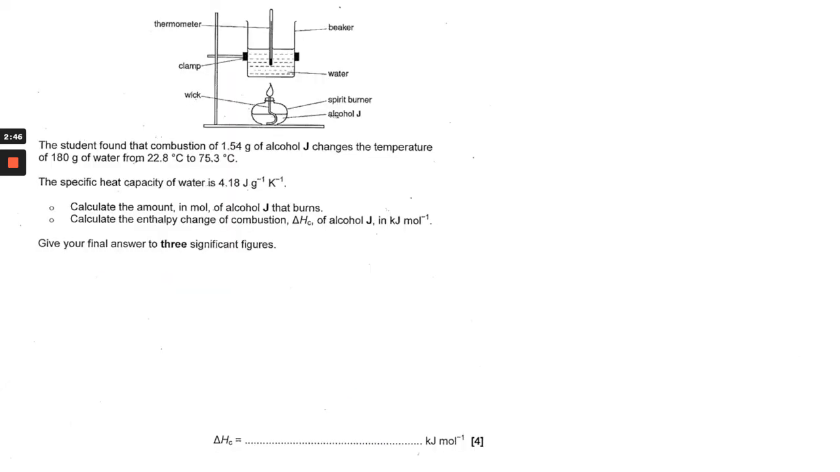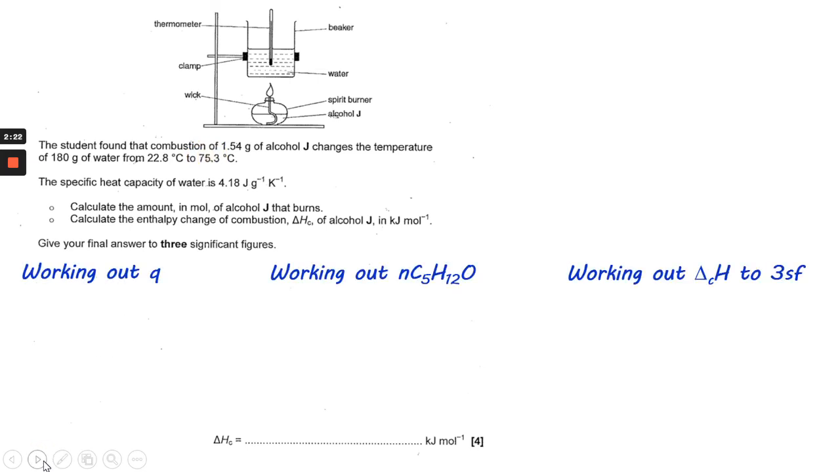Going on to the next part, we're looking at a calorimetry experiment, and you've got some data there that a student recorded when they burnt some alcohol J. It was 1.54 grams of alcohol was burnt, 180 grams of water was heated, and the temperature change that was recorded was from 22.8 to 75.3. So there are 3 strands to this answer, and we're going to do each one in turn.